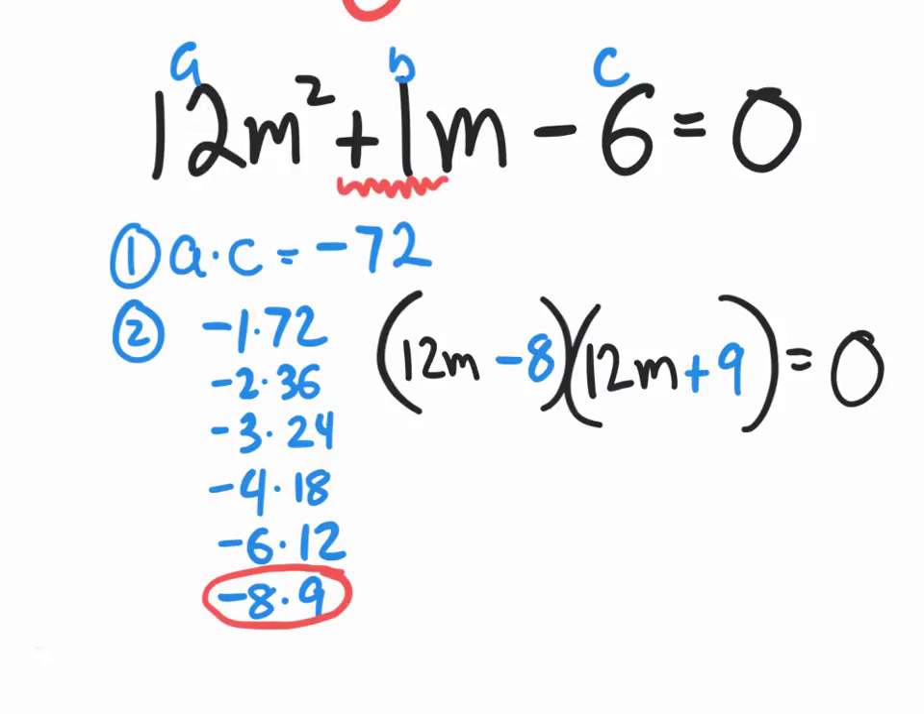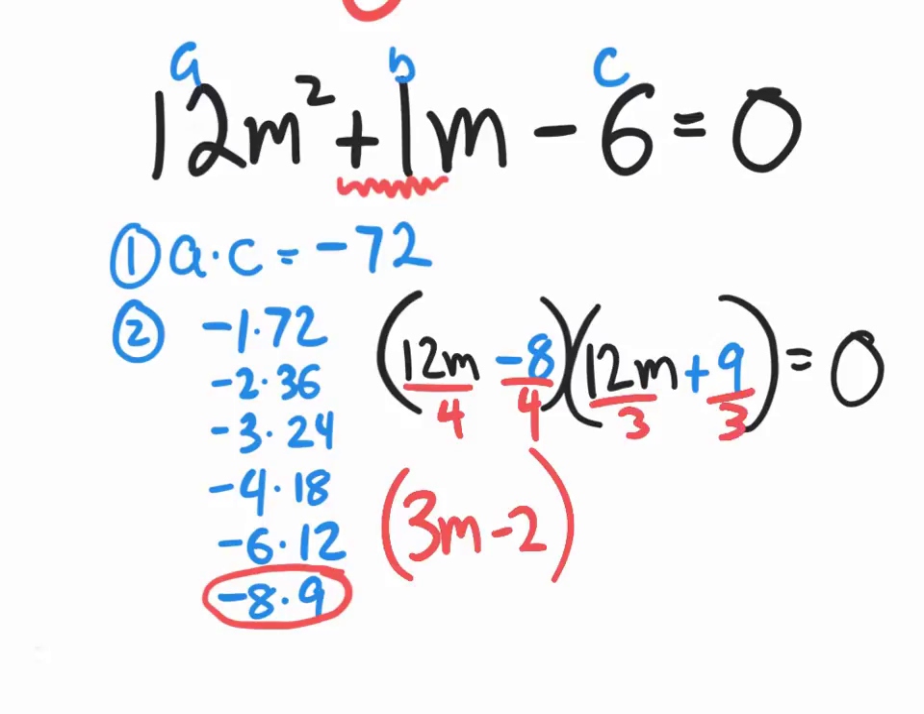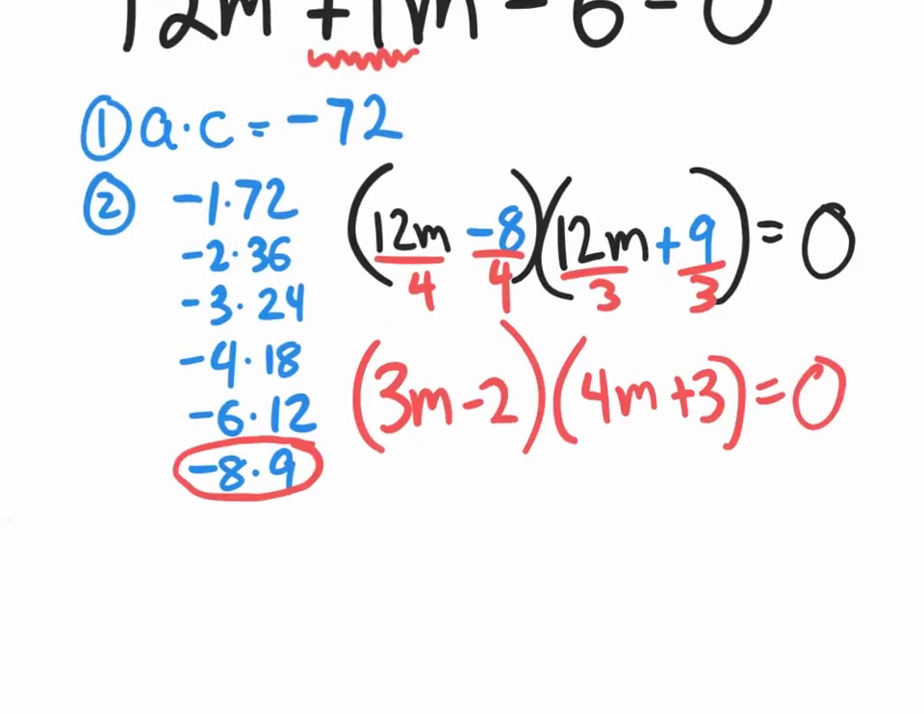This first binomial we're going to reduce by 4. And when we reduce the first binomial by 4, we get 3m minus 2. And on the second binomial, we're going to reduce by 3. So we will get 4m plus 3. And now that's an equation that's in factored form.